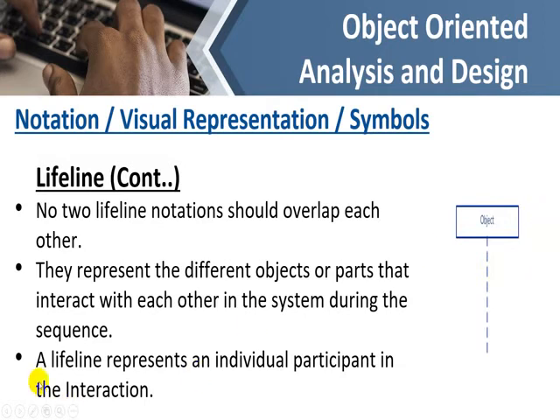A lifeline represents an individual participant in the interaction. So this is an individual participant. This can be a user, this can be a system, this can be an interface. So this is in fact the object, but we are talking about these lines. So, lifeline.